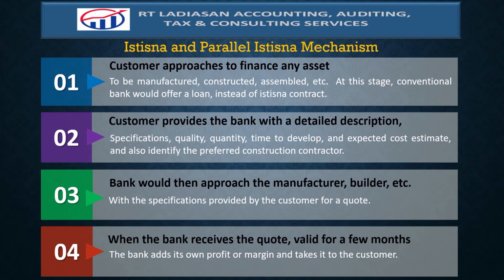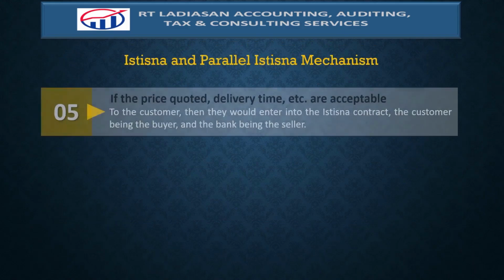Thereafter, number 4, when the bank receives the quote, which is usually valid for a few months, the bank adds its own profit or margin and takes it to the customer. The fifth step, if the price quoted, delivery time, etc. are acceptable to the customer, then they would enter into the istisna contract, the customer being the buyer and the bank being the seller.